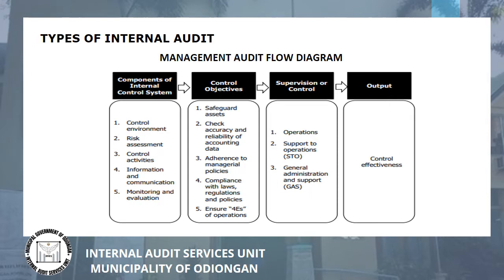Then, conduct a control significance and materiality assessment on the control objectives, safeguard of assets, check accuracy and reliability of accounting data, adherence to managerial policies, compliance with laws, regulations, and policies, and ensure for ease of operations, efficiency, effectiveness, economical, and ethical. The assessment should be conducted across the operations, support services, and general and administrative services. This is to see if the existing control is effective or if there are gaps or issues in the control management.